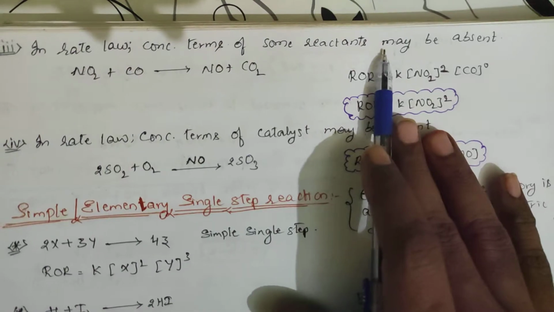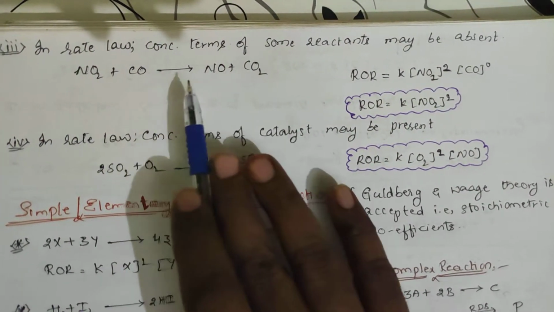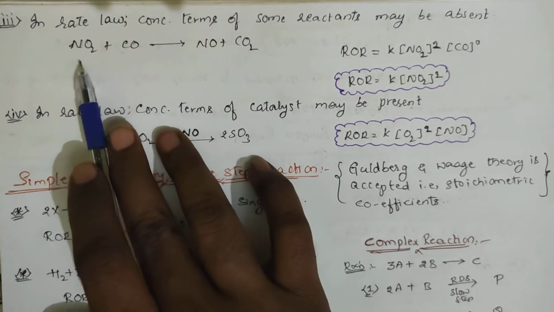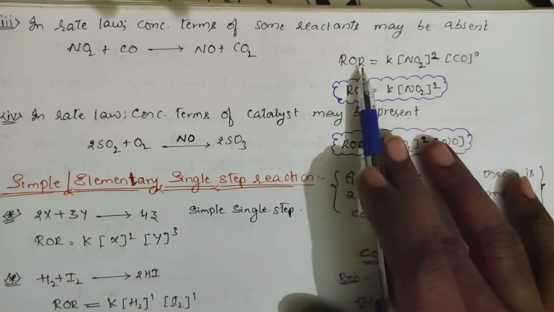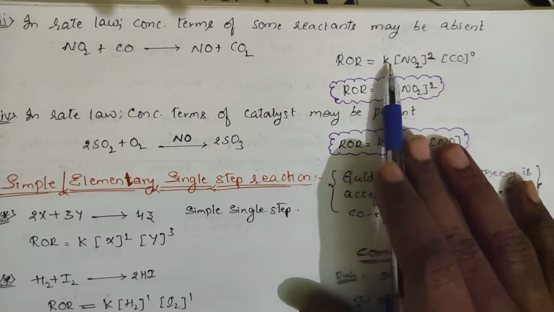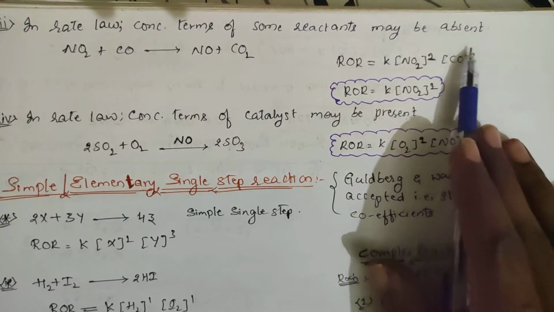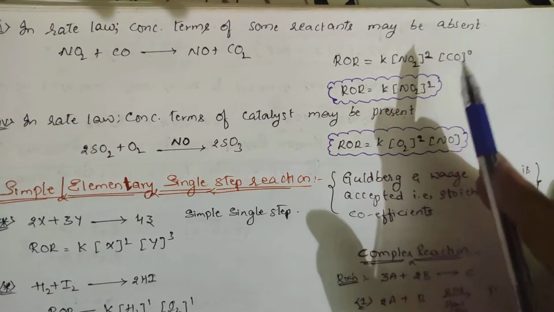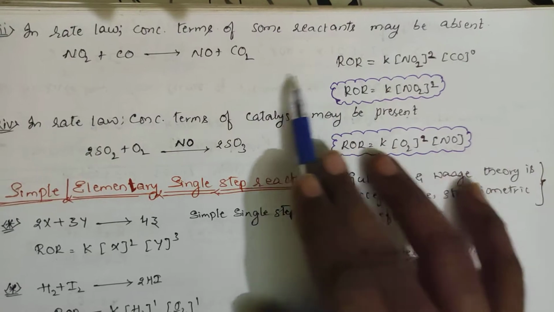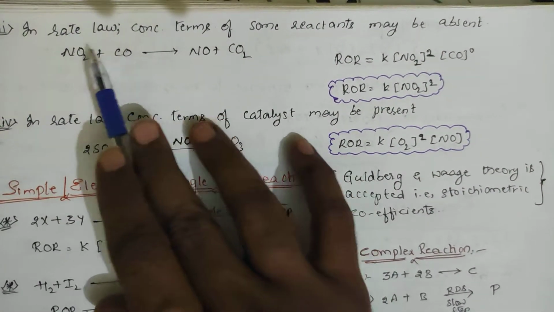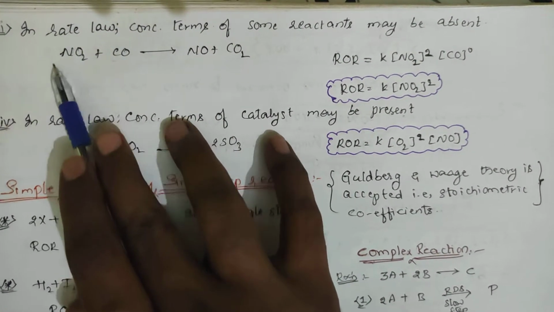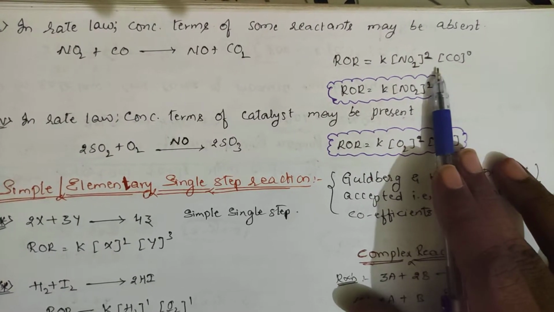So, if you see this equation, generally it is NO2 plus CO forming NO plus CO2. So, rate of the reaction is depending upon the NO2 as well as CO. But if you see the equation, ROR is equal to K [NO2]^2 [CO]^0. Anything to the power 0 is 1, right? So, rate of the reaction is not at all depending upon this one. It is depending only upon this. And that too here it is 1, it is 2. This is calculated experimentally. Okay.